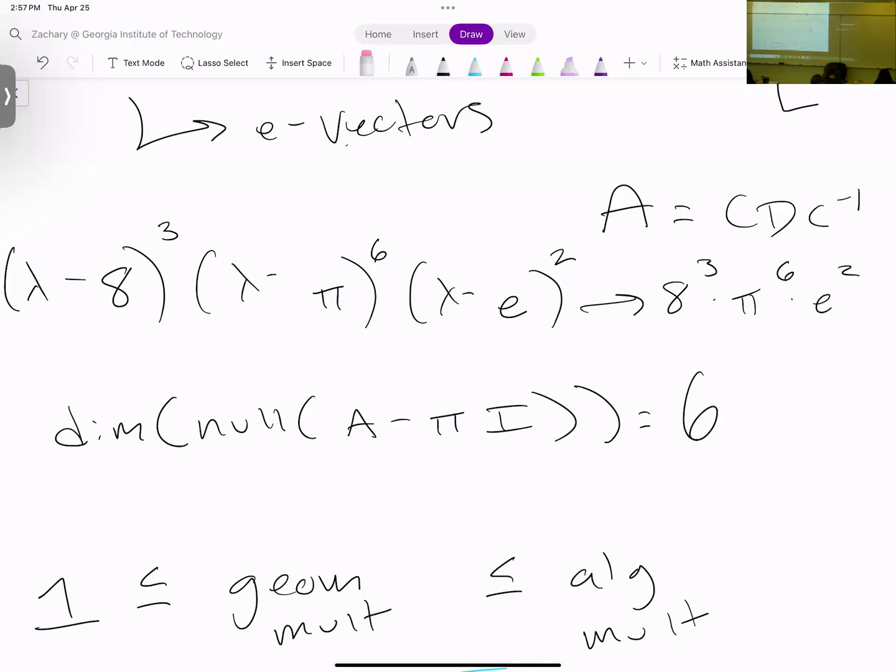Another type of problem they may ask. They give you a 5 by 5 matrix. They give you 4 different eigenvalues. Say your eigenvalues are 1, 2, 3, and 4. They say that lambda equals 4 has an algebraic multiplicity of 2. What would you do to find out if this matrix is diagonalizable?